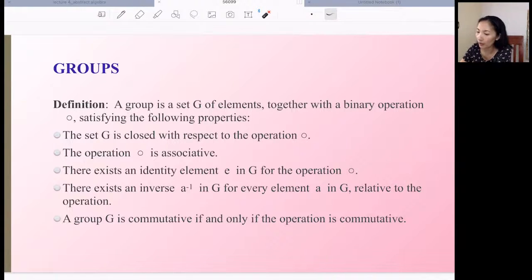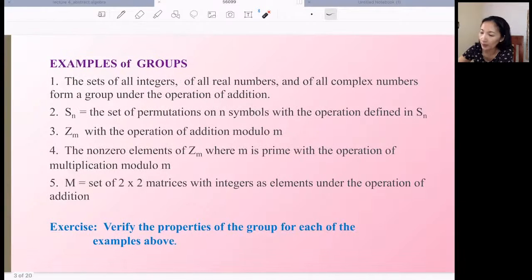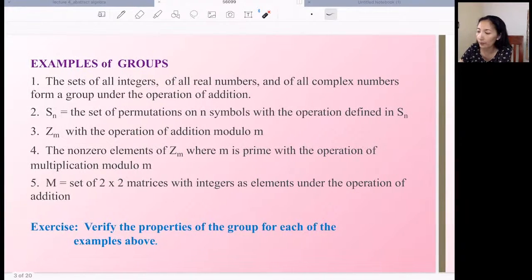Now, we move on to the next. So, we're done with number 1. Number 2, how about this? Z sub m, with respect to the operation addition modulo m.